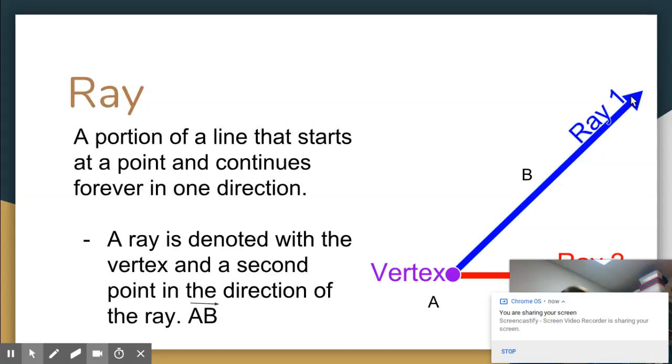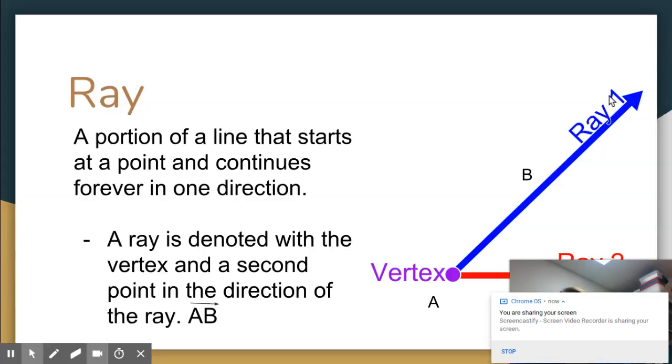Then we have a ray. It's a portion of a line that starts at a vertex and then goes off into the distance. Think of a sun ray, the sun being the vertex, the earth being point B, but the sun rays don't stop at earth. It just keeps on going. So that's how you would think of a ray.